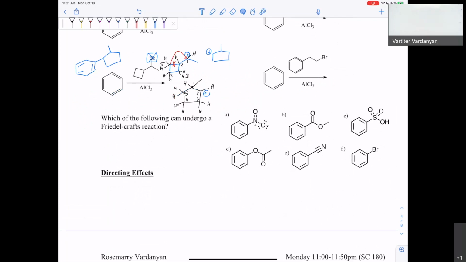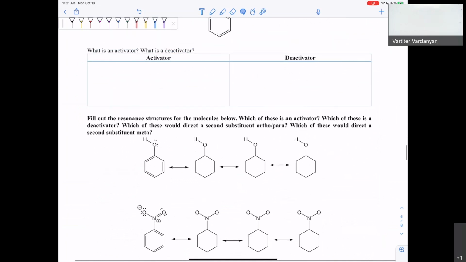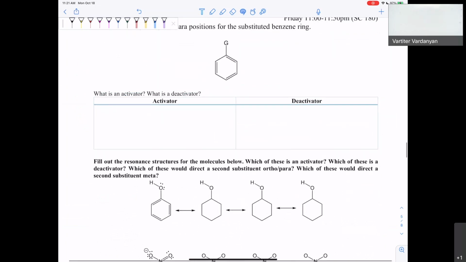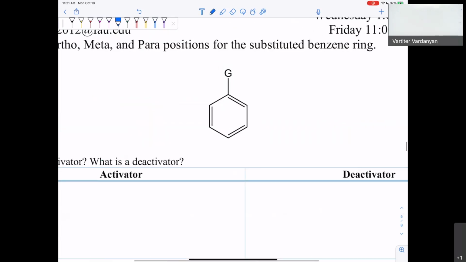We're going to come back to this one after we talk about activators, deactivators, things like that. So again, just in case anybody missed it, when we're talking about a benzene ring, we can have any substituent. I don't know why I put G here, just because anything, I guess. But the position right next door to that substituent is called ortho. One more away is called meta. This one right here is called para.